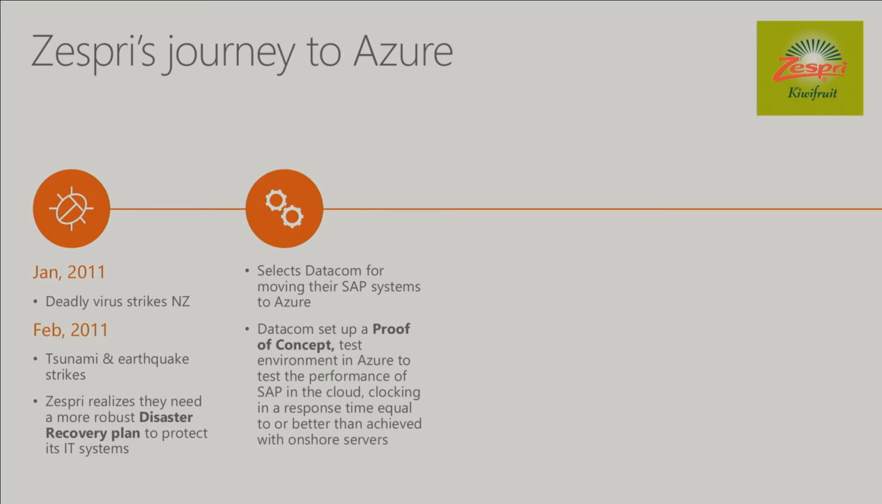They were like, will we get this similar performance if we then move it to the cloud? And yes, they did get better performance than what they had on-prem. The next step for Zespri then was they were moving 100 virtual machines into a dev and test environment.